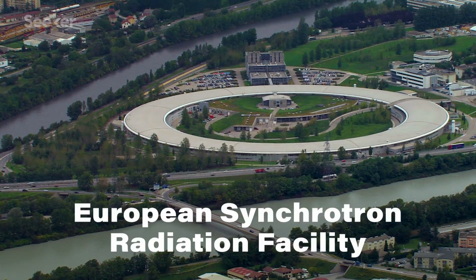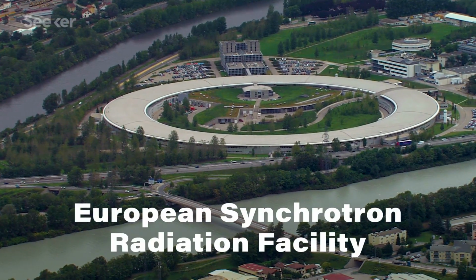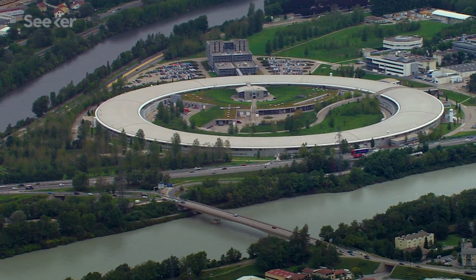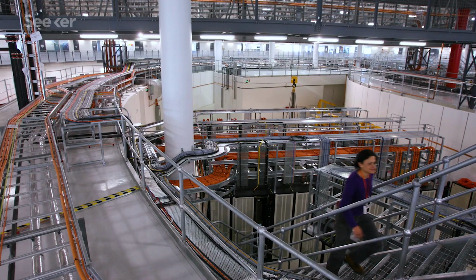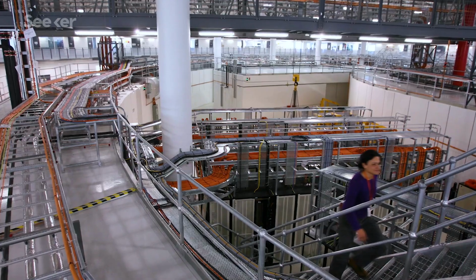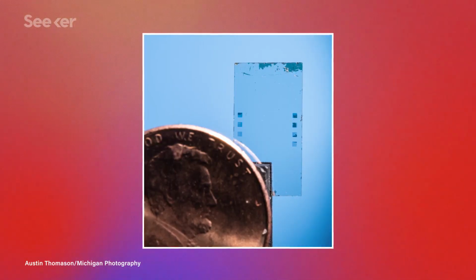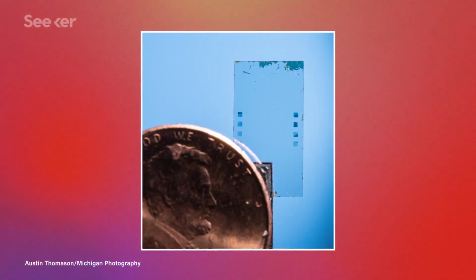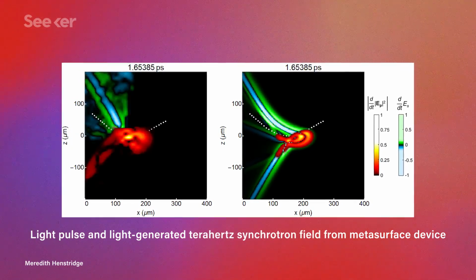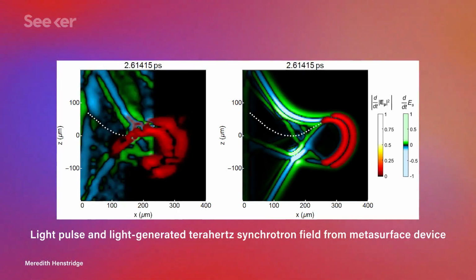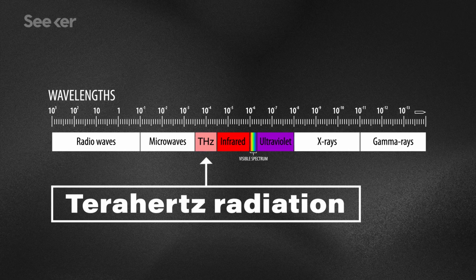For example, there are machines called synchrotrons, which use magnets to whip electrons around and around in a circle until they give off X-rays that are then used for various experiments. Synchrotrons are usually the size of buildings, but using 10 million precisely etched shapes in a lithium tantalate crystal, researchers were able to coax infrared light in a circle, causing positive and negative charges in the crystal that gave off terahertz radiation, waves that are between infrared and microwaves.